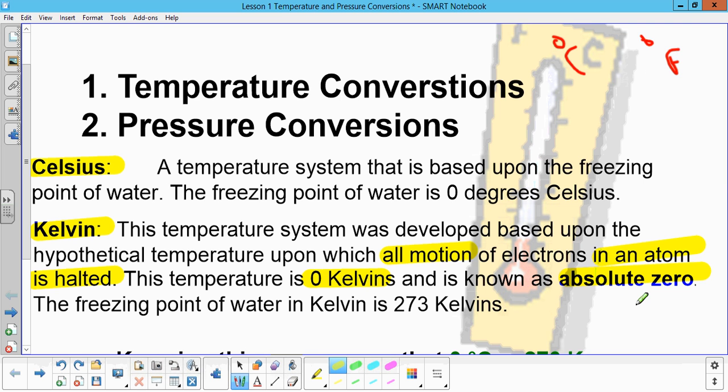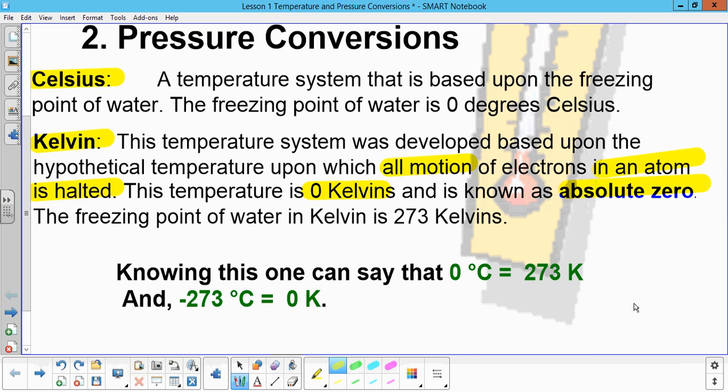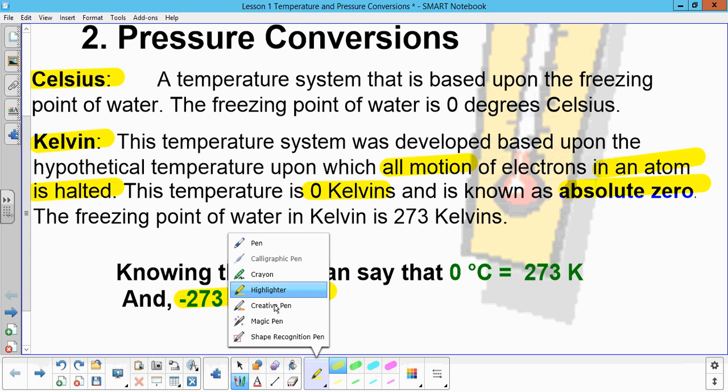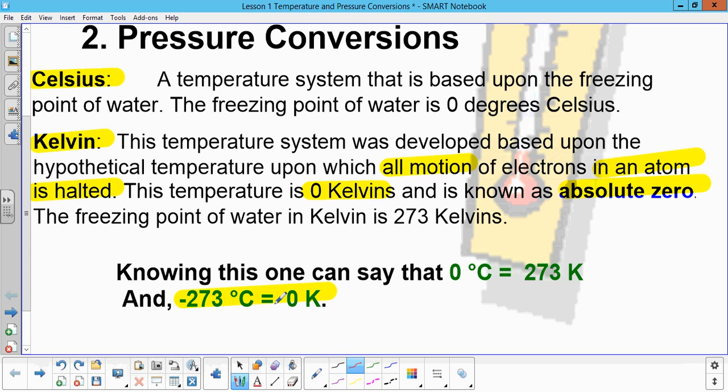Now, we have measured this, and we have found out that all motion stops at minus 273 degrees Celsius. So 0 kelvins is the same as saying minus 273 degrees Celsius. Again, you're going to notice as we're talking that I'm saying degrees Celsius or degrees Fahrenheit, but I just say K for kelvins. I don't say degrees Kelvin. It's not a huge deal, but that's not a mistake. That's just sort of the way we do it.